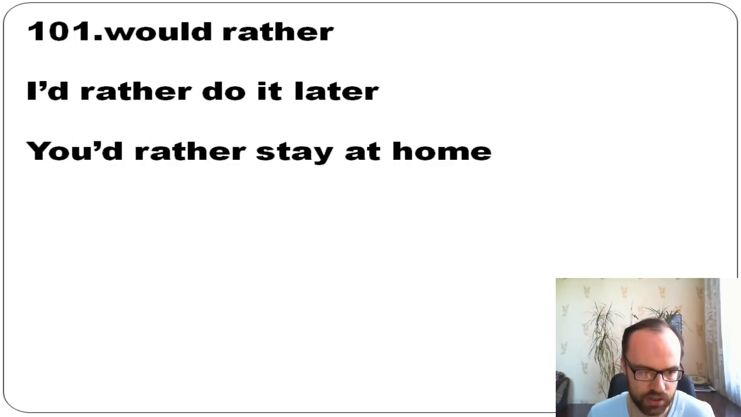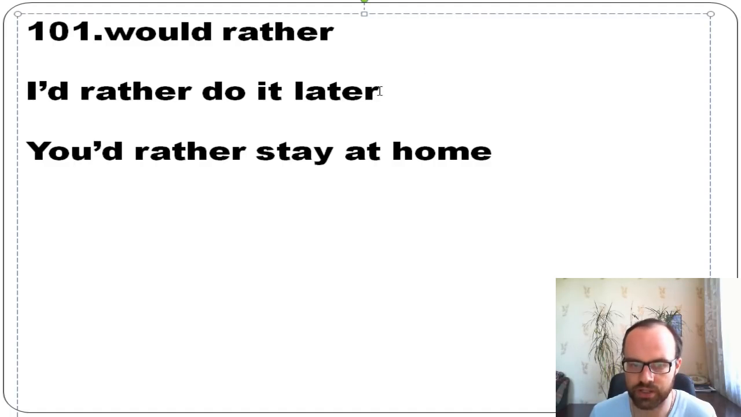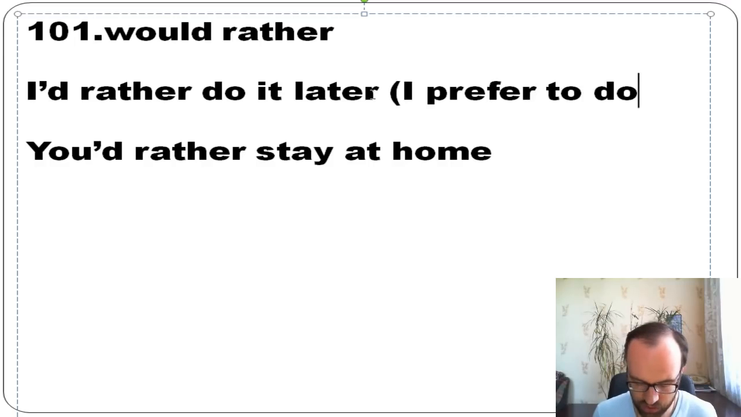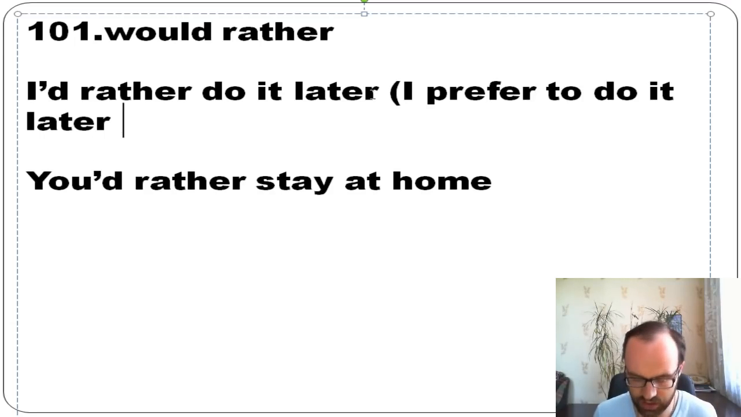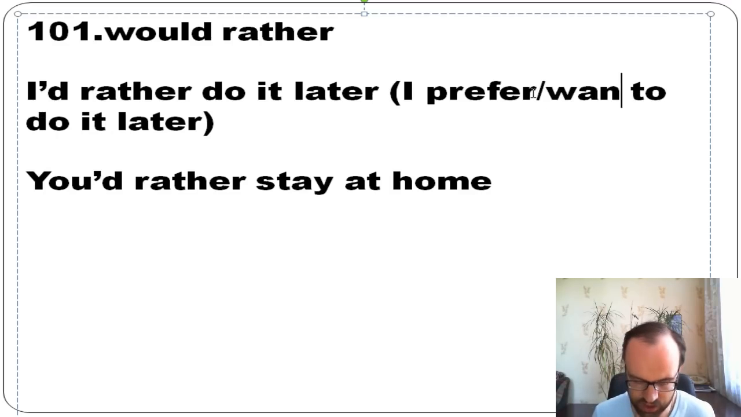Okay, so what is next? Would rather. Or we can use a short form: I'd rather do it later. It means that I prefer to do it later, or I want to do it later. You know that there are different structures, and you need to know what this structure means. Okay, so I'd rather do it later. I prefer to do it later. I want to do it later.